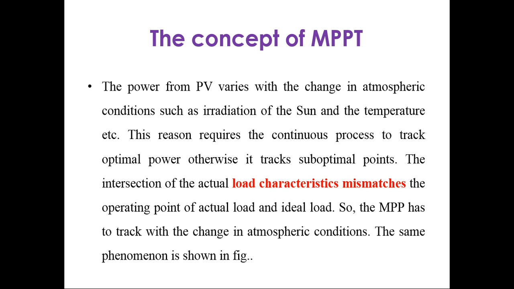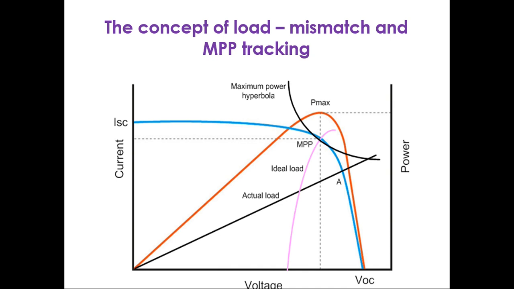So in this case the power from the PV module will vary with the irradiation of the sun, the temperature, and some other climatic conditions such as moisture and dust in the atmosphere. Due to this, it requires continuous tracking of the optimal power points, otherwise it will track only suboptimal points. So the intersection of the load characteristic will not track the MPP. So the MPP has to be tracked with the change in atmospheric conditions, and this has been demonstrated in this figure.